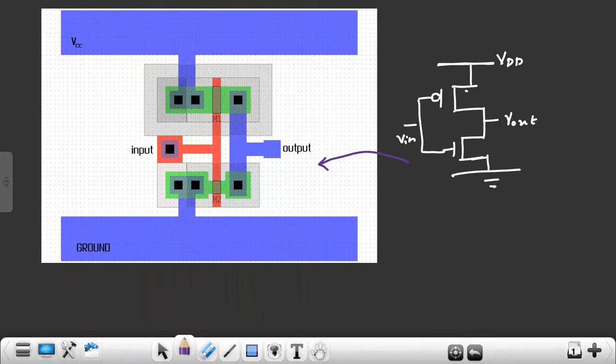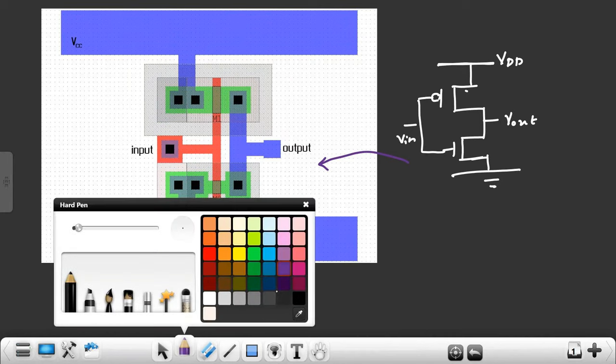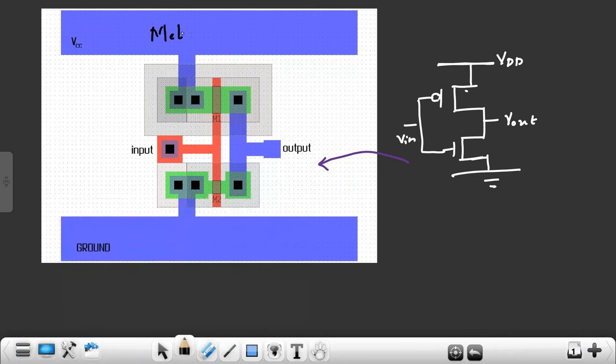So this is your metal layer. Blue color is the metal layer. This is nothing but your VDD. And what is this green color? Green color is diffusion, correct?